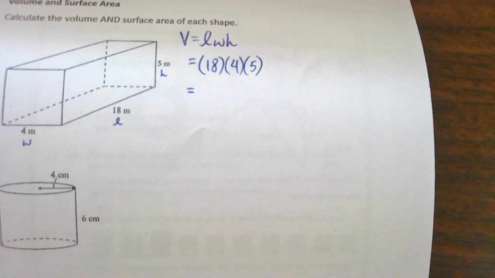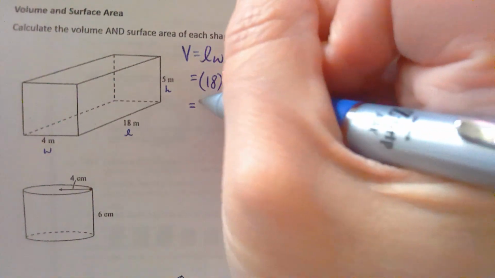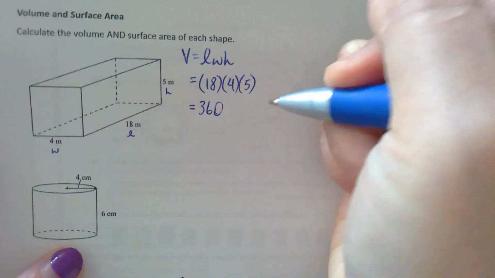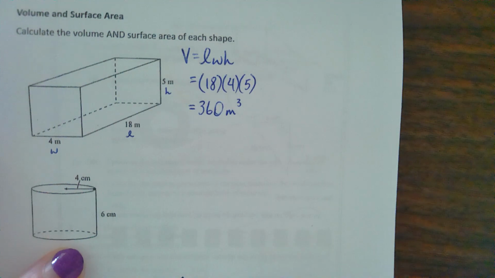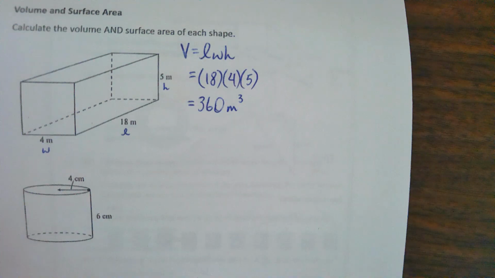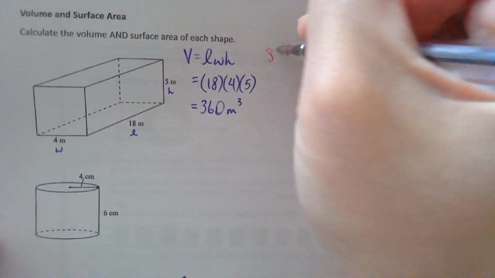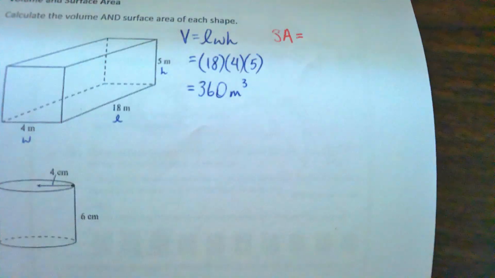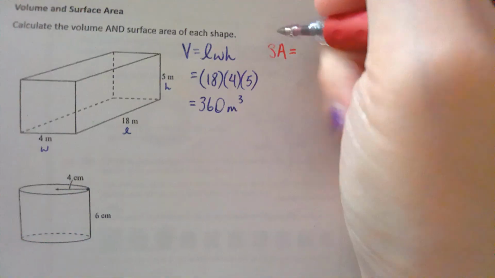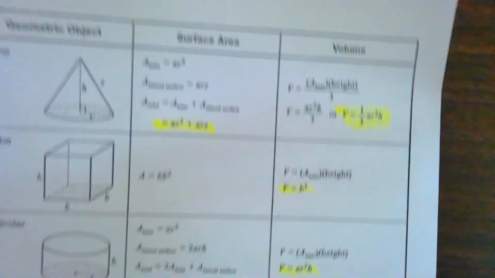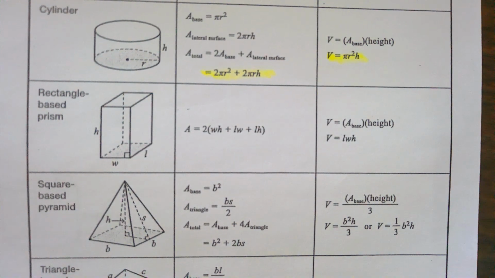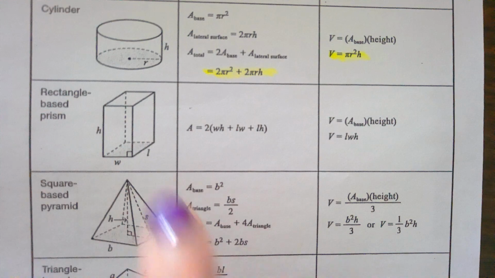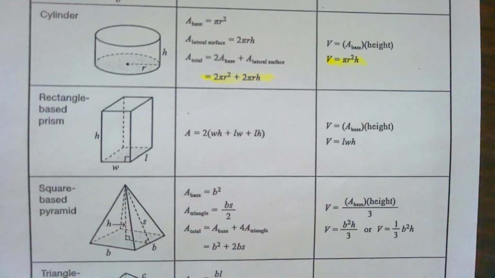Betsy? 360. What is my unit? Meters cubed. Good job. Now surface area. I'm going to look at my formula sheet again and look for the formula. So now, Brian, can you tell me the formula for surface area of a rectangular prism? Yep, all that. Good.